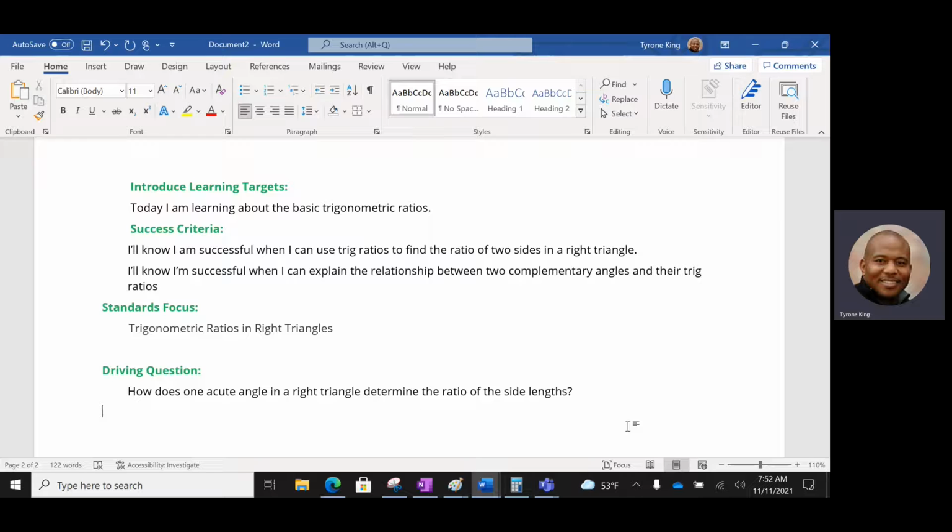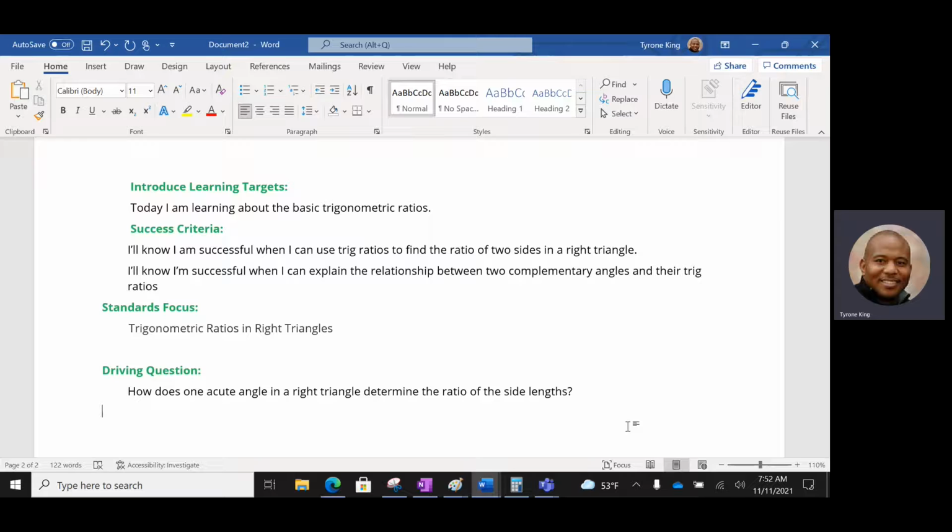Success criteria. I'll know I'm successful when I can use trig ratios to find the ratio of two sides in a right triangle. Those words again, trig ratio. I'll know I'm successful when I can explain the relationship between two complementary angles and their trig ratios.